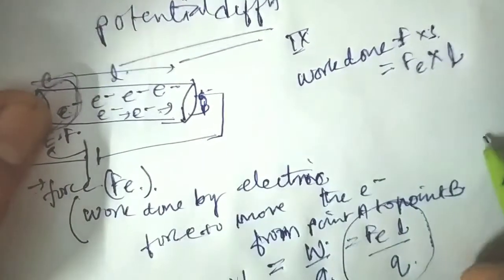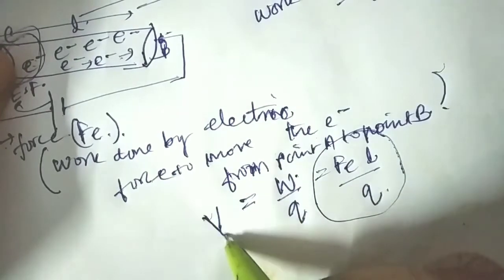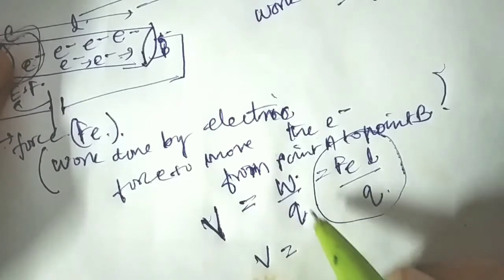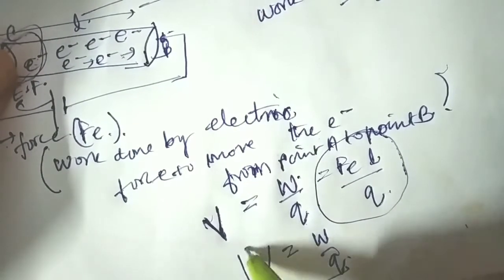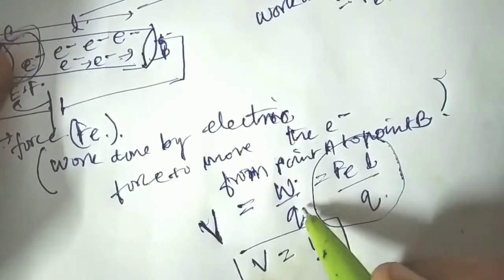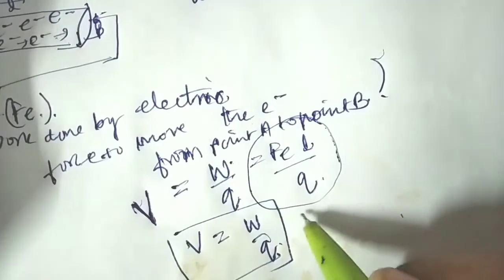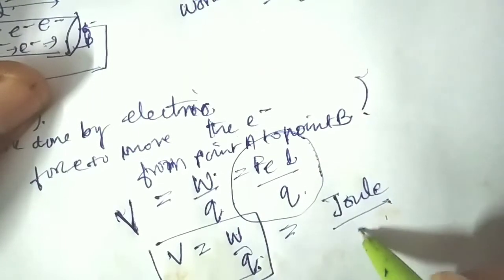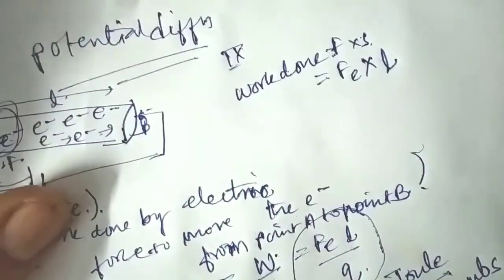Clear? Okay. So this Fe into L by Q is given as potential difference. So this kind of term is called potential difference, which is given as V. So V is equal to work done by Q. That is given as work done by charge. Q means the charge, that is the charge on an electron. Right? So what about the unit here, students? So work done unit is joules. And what is the unit of charge here? It is coulombs. Okay, joules and coulombs.